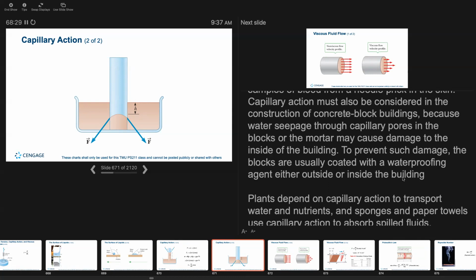Plants depend on capillary action to transport water and nutrients, and sponges and paper towels use capillary action to absorb spilled fluids.